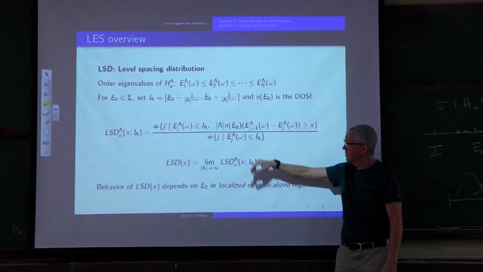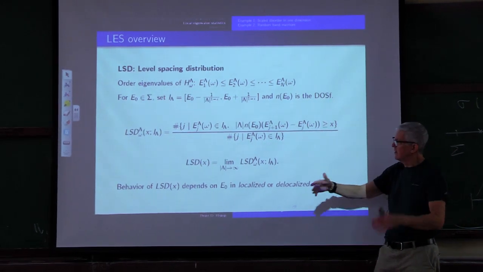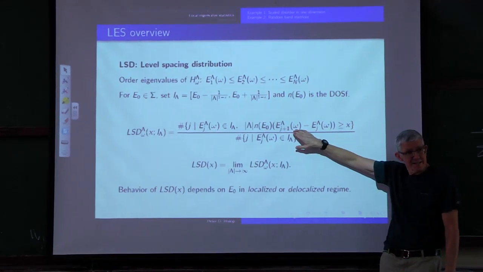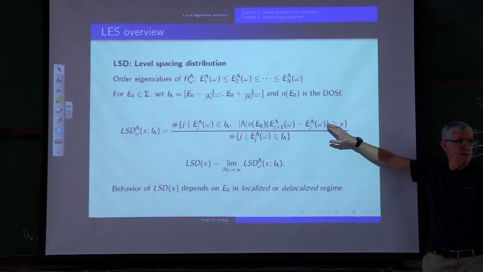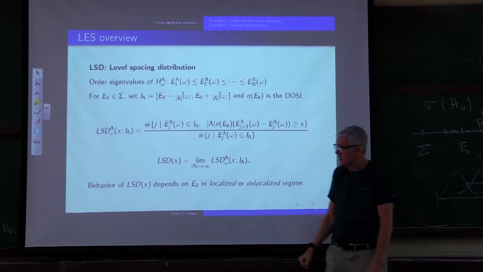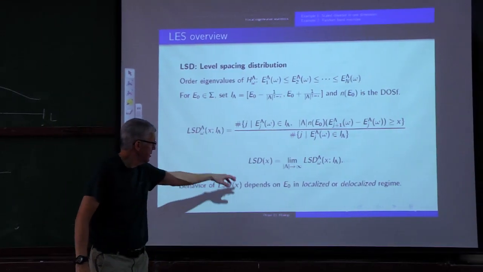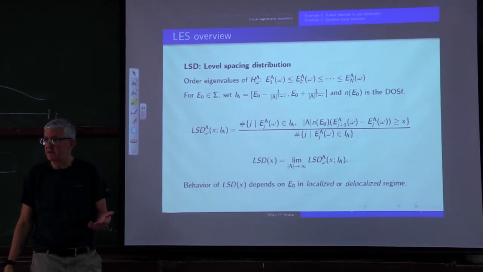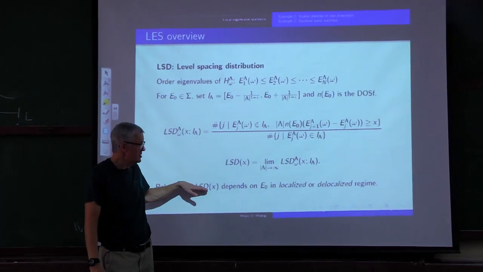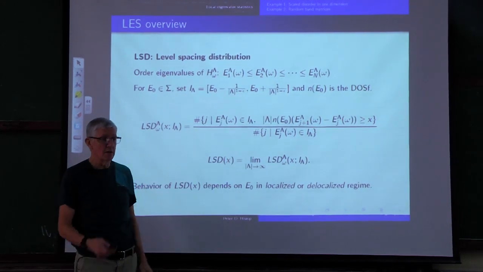You can also rescale according to the density of states function. And I ask, out of all the eigenvalues in a fixed interval, I take the ratio of the number of successive pairs that are bigger than some number x and divide by the total number of eigenvalues. So this is the level spacing distribution function. If you take the limit to infinity, it's known that the limit exists, that's LSD of x, the level spacing distribution. And once again, the behavior of the level spacing distribution depends upon whether E0 is in this localized or delocalized regime.